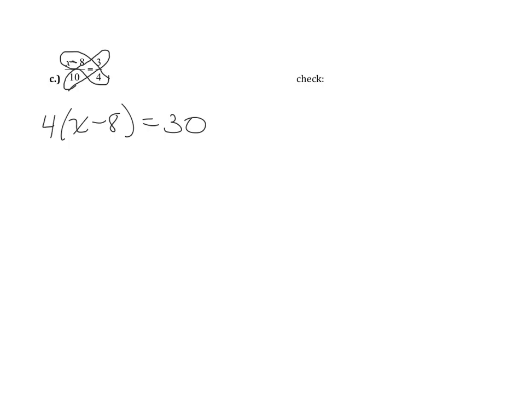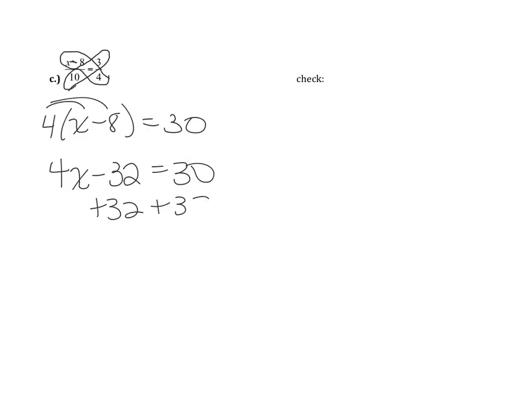So I'm just going to go ahead and do that. Then distribute that 4 in there. So then you get 4x minus 32 equals 30. And then add 32 to both sides. And then you get 4x equals 62. And then divide both sides by 4.